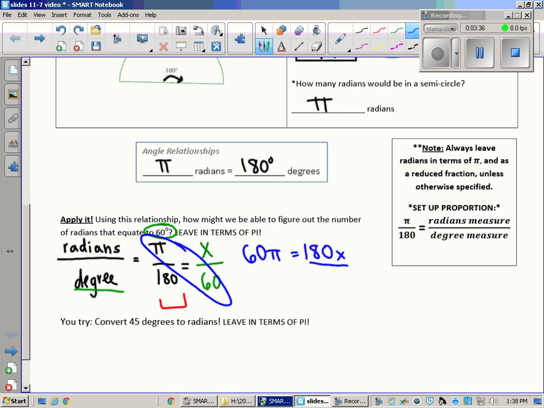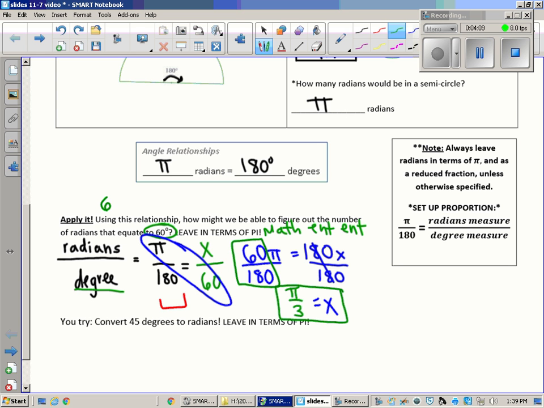We'll divide both sides by 180. It does tell us in the directions to leave our answer in terms of pi. You should always do that for radians unless they need a decimal. So what I would do in my calculator is I would type in 60 over 180 and hit math, enter, enter to simplify my fraction. And when you do that, you should end up in terms of pi with pi over 3. So what we just figured out is that 60 degrees is equal to pi over 3 radians.